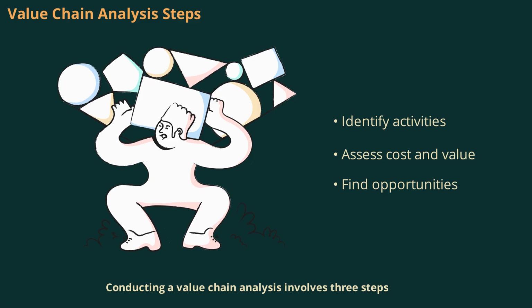Conducting a value chain analysis involves 3 steps: identifying all value chain activities, determining the cost and value of each activity, and identifying opportunities for competitive advantage. This structured approach helps organizations focus on activities that drive value and eliminate those that don't.